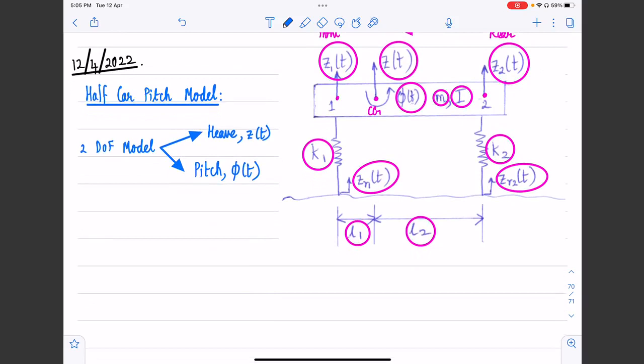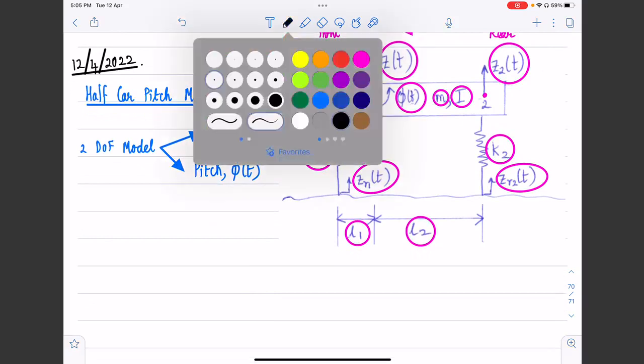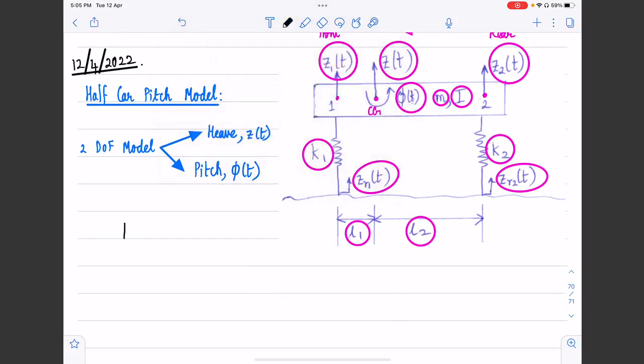Now we are going to make some approximations to this model. Let us draw a very simple schematic of this mass M, which I'm going to draw here separately. So let me draw this mass M.